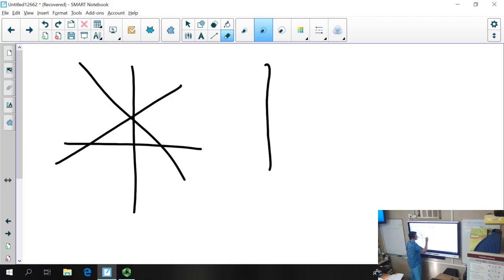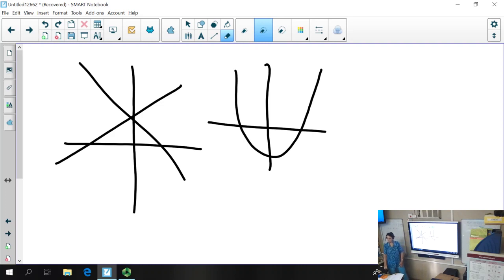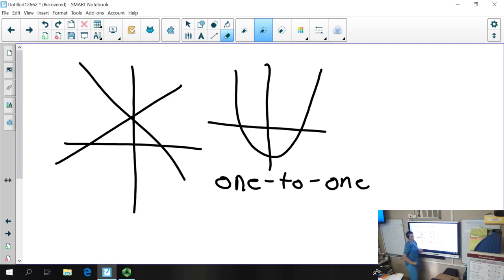But if we look at the typical parabola, what would you say? Is this one a function? Yes. For each x value, there's a different y value. We call it a one-to-one. But how will this one's inverse look? Like that. If you do it with the table, you'll see it. So that one is not a one-to-one.